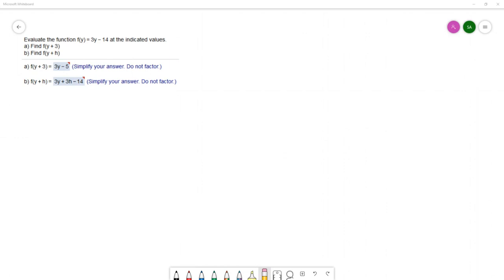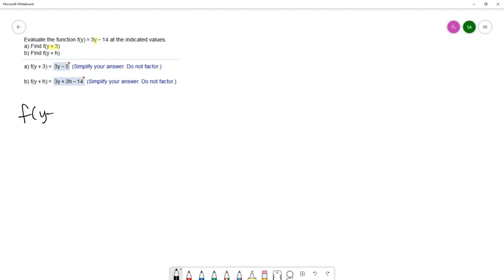Okay, so this is question 1 from the practice test. And it says, evaluate the function f of y equals 3y minus 14 at the indicated values. Find f of y plus 3. So what this notation means is that everywhere I see a y, I'm going to change that y to y plus 3. So let's write that out.